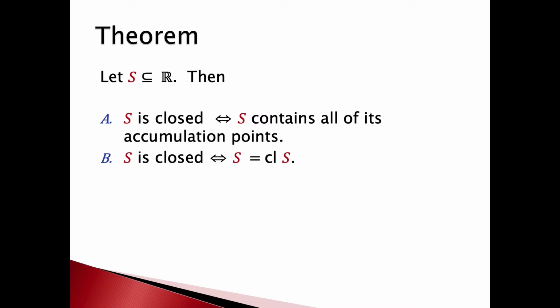Okay, so I'm not going to prove part B because again, you can see that in the textbook. Let's prove part A though, just to sort of make sure everybody feels okay with this idea. So I'm going to do this one not directly the way we've done the other proofs in this set of lectures, but I'm going to do this with a proof by contradiction. So remember what we're doing. We're trying to prove the implication that S is closed, right? If and only if S contains all of its accumulation points.